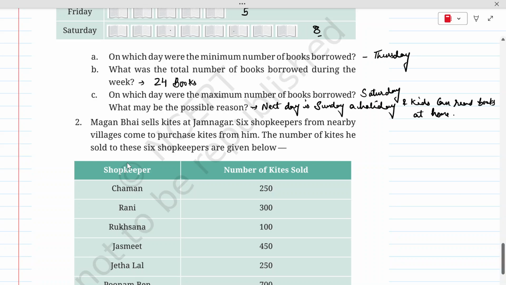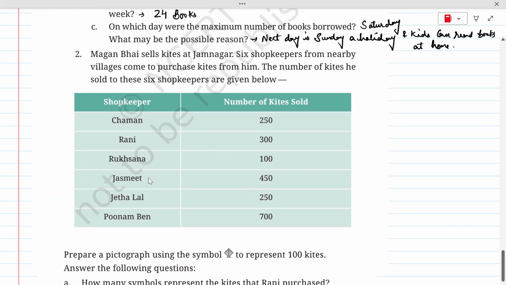Now kids, the next question is, Magan Bhai sells kites at Jamnagar. 6 shopkeepers from nearby villages come to purchase kites from him. So there is a kite seller named Magan Bhai, and at the place called Jamnagar, he is selling the kites. And there are 6 shopkeepers from the nearby villages of Jamnagar. They are coming to that person and buying the kites from him. So the number of kites he sold to the 6 shopkeepers are given below. So this is the table which is representing the names of the shopkeepers and the number of kites sold to those shopkeepers by Magan Bhai.